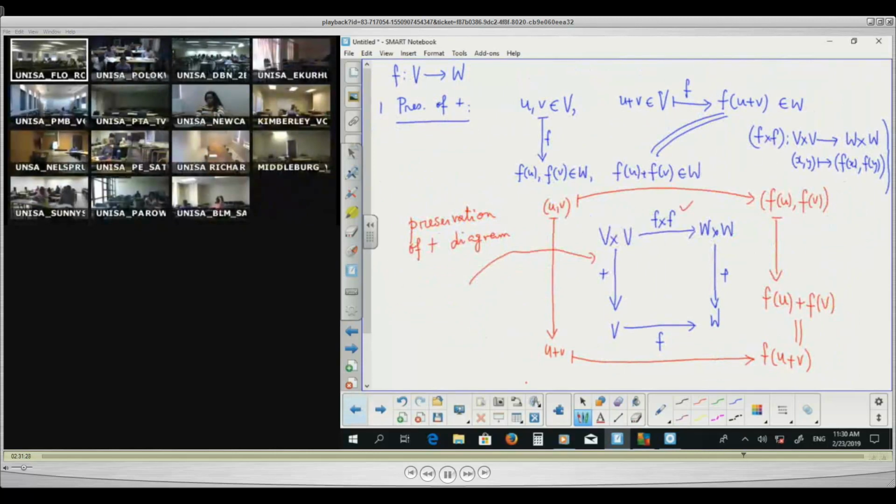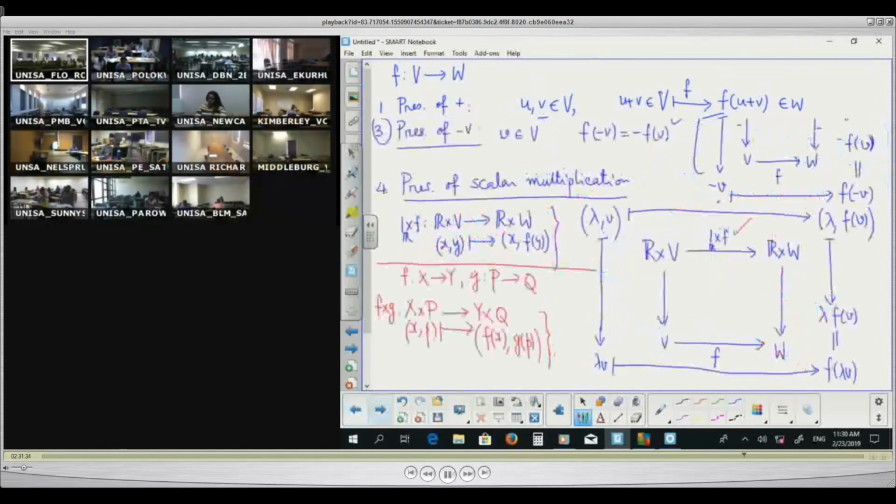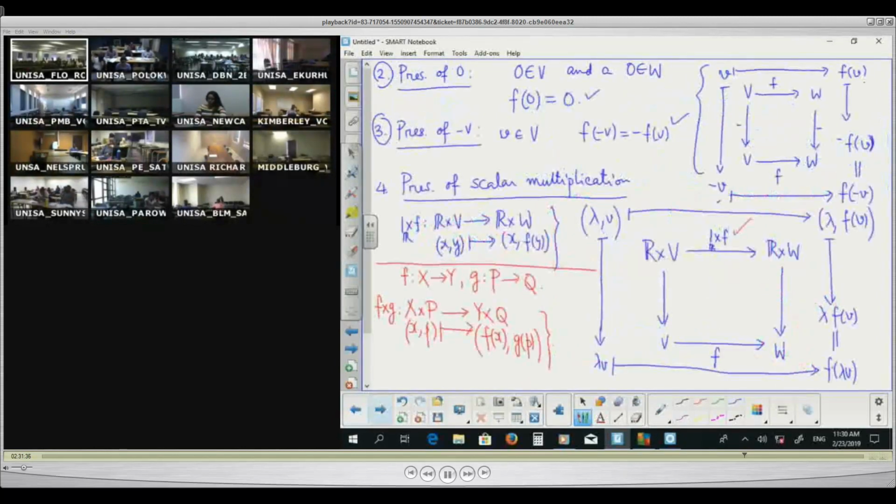Okay? So what I was trying to say is, that given this f, I immediately have, well, this is just from set theory, I immediately have this function, and the preservation of scalar multiplication is nothing else but the commutativity of this diagram. We shall say such a diagram commutes.